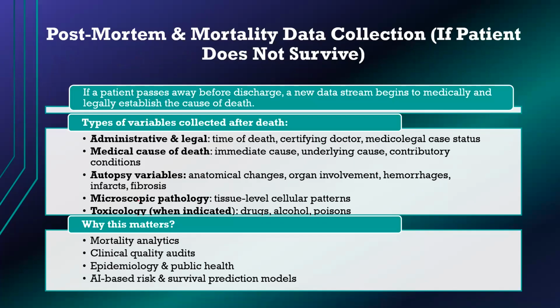Maybe this post-mortem data or mortuary data, etc., may also be useful at certain levels. Some variables that are collected even after that could be administrative or legal variables. Some cause of death related information you will find. Autopsy variables are there. And similarly, the microscopic pathology variables or toxicology variables, there is a long list of variables every time you are going to get from here. So even at every stage for the mortality analysis or clinical quality audits, etc., all these variables are widely used.